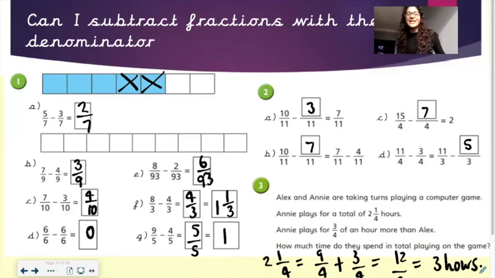Question number 3, our third and final question. Alex and Annie are taking turns playing a computer game. Annie plays for a total of 2¼ hours. Annie plays for 3/4 of an hour more than Alex. How much time do they spend in total playing on the game?